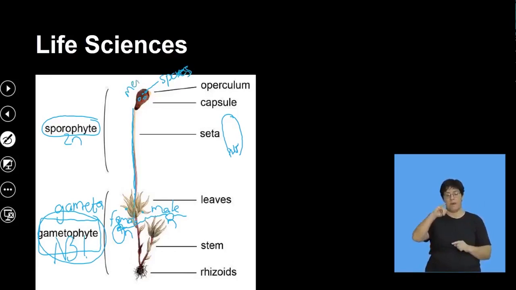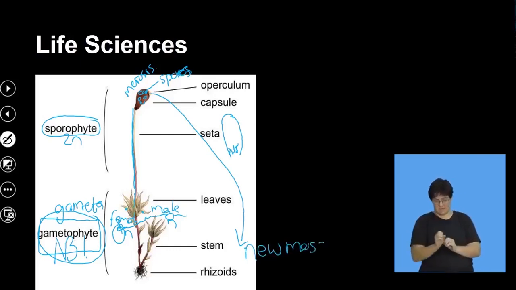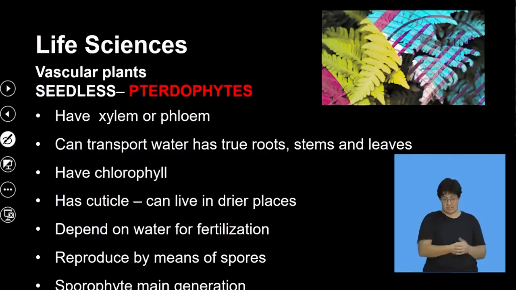So inside here, we're going to have spores. A process called meiosis occurs, which you will look at at a much later stage. And these spores then fall to the ground. And when they fall to the ground, what are they going to do? They're going to make a new moss plant. So this is the gametophyte generation, and that is the sporophyte generation.